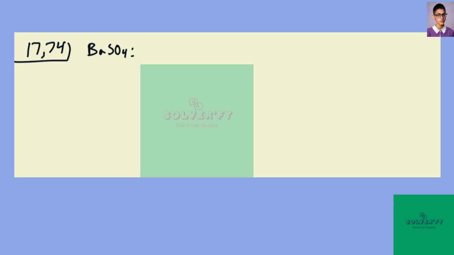So let's go ahead and write in the KSP values for each of these compounds. So KSP for barium sulfate is 1.1 times 10 to the minus 10. And for strontium sulfate, the KSP is equal to 3.2 times 10 to the minus 7.